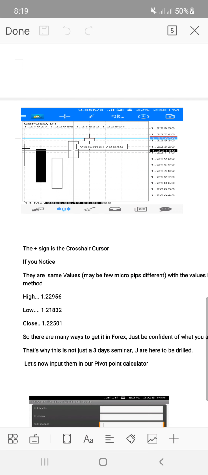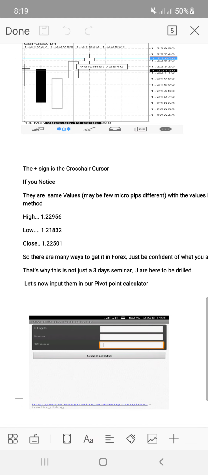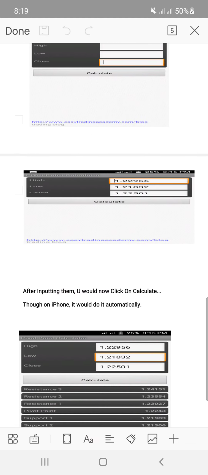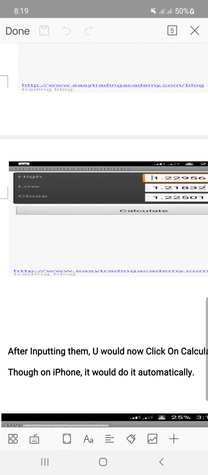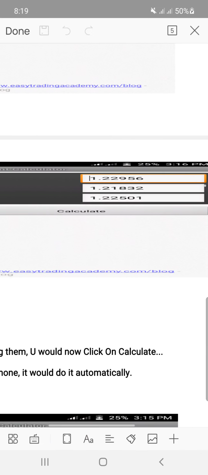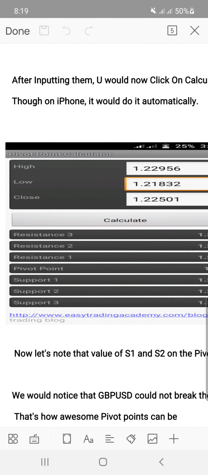When you use the crosshair cursor and put it on the low, the high, the open and the close, there's a small chance of small errors because it is not done automatically. But when you put the crosshair cursor on top of the candle, it gives you more accurate values. So now, what you do is insert the values like I did here: the high, the low, the open and the close, and click on calculate. Once you click on calculate, it gives you these points.